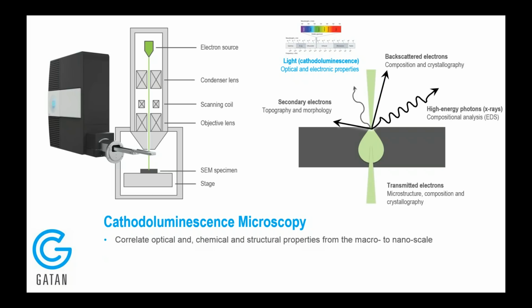While we have our specimen in the electron microscope, it's not just light coming off of your specimen that we can collect and analyze. You also have many other signals. These other signals tell us information about the size, shape, surface features, composition, crystallography, microstructure, all sorts of things about our specimen. This is one of the important parts of cathodoluminescence microscopy: it allows us to combine the optical information we get from the cathodoluminescence signal with the chemical and structural properties of the specimen. And that's right from the macro scale, so many, many millimeters in size, right down to the nanoscale.